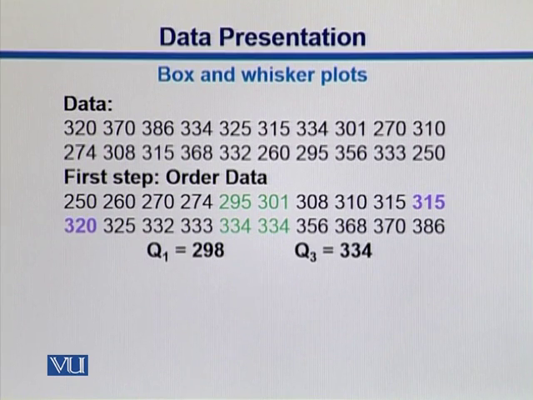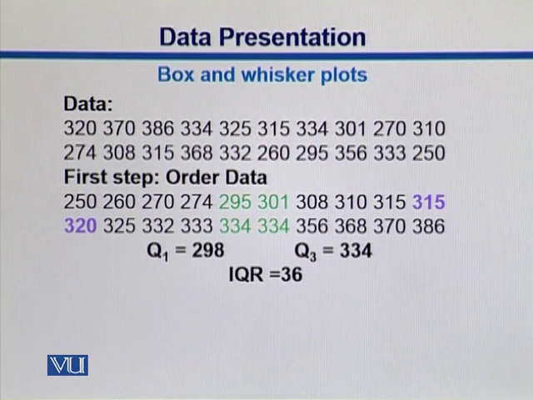Our data is split into two halves. We can take the first half, again 10 values. If we want the first quartile, the lower 25%, that is the median of the first half, and Q3 is the median of the second half. So Q1 is the average of 295 and 301, which is 298. And Q3 is the average of 334 and 334, which is again 334.